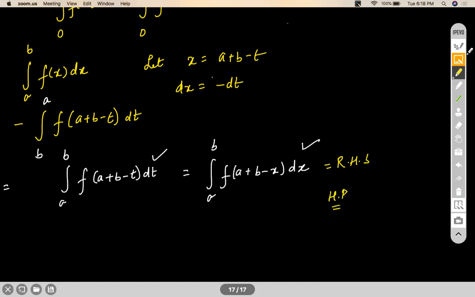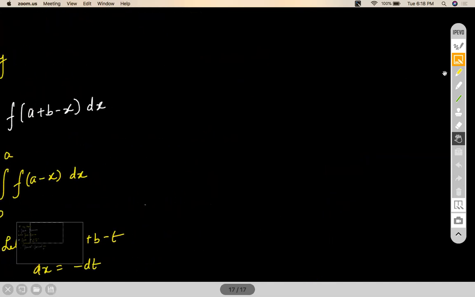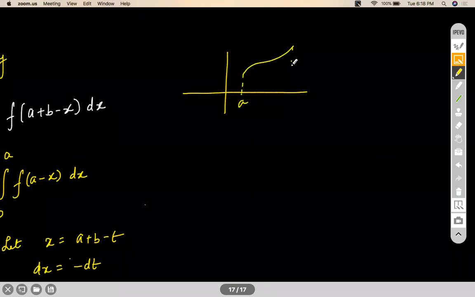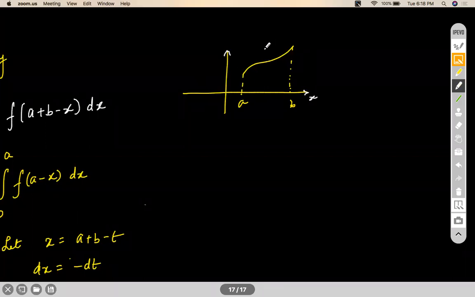Now, how do you prove this through a graph or through geometry? What I'm going to do is first assume that my function graph from a to b is like this. Any arbitrary graph you can take. You may take a part of the graph above and a part below. Any nature you can take, even discontinuous graphs. I'm just trying to prove it in the simplest possible way. So I'm just assuming that this is my graph.